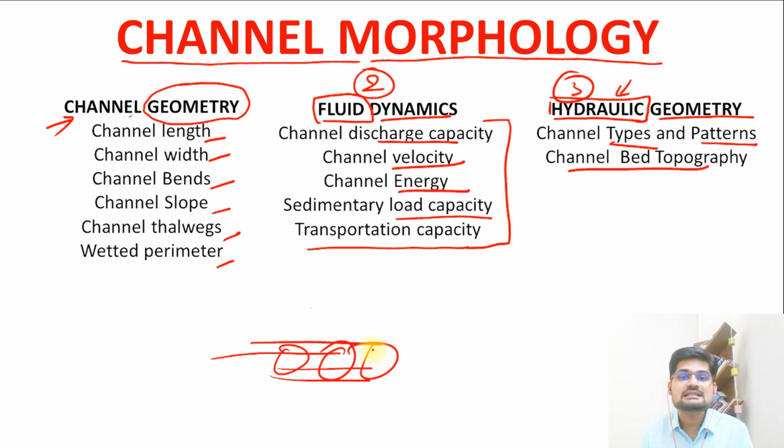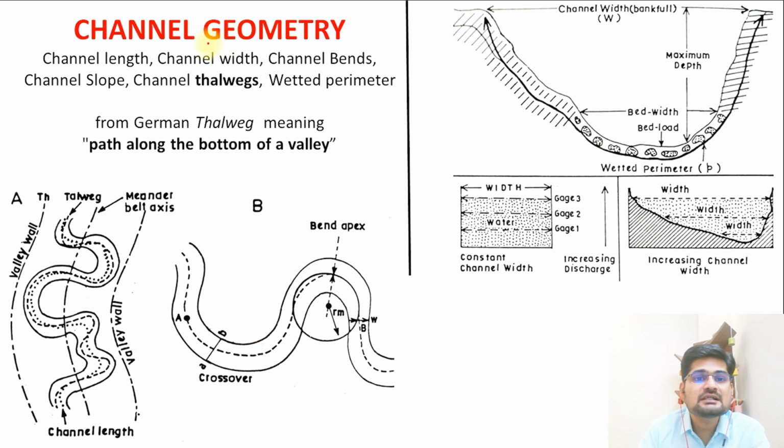So largely these are the 3 components. This is channel geometry, fluid dynamics and hydraulic geometry. Now let's one by one discuss each of them. So first factor, what you see here is channel geometry. So as we know the components of it: the channel length, width, channel bends, slope, Thalwegs, wetted perimeter.